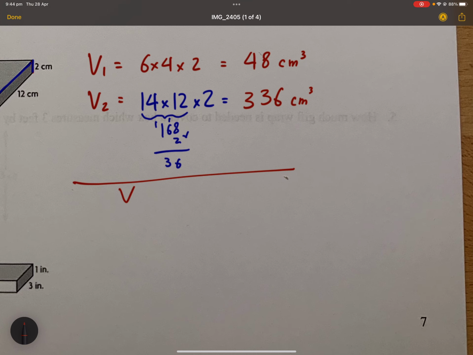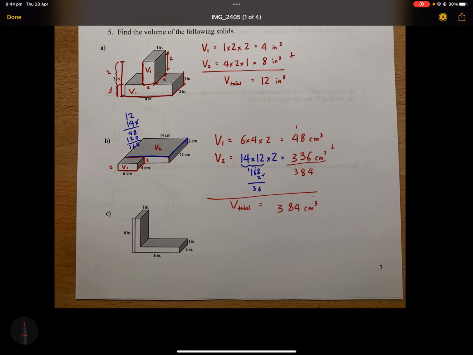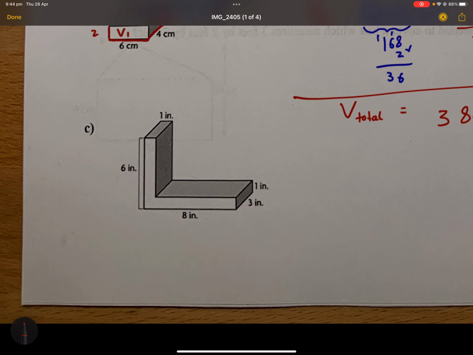And the total volume is equal to 48 plus 336. So let me add these two together. We get 8 plus 6 is 14. The answer is 384 centimeters cubed.